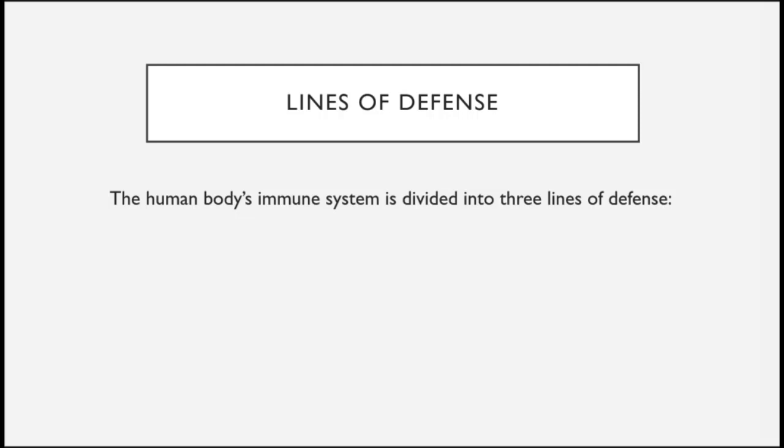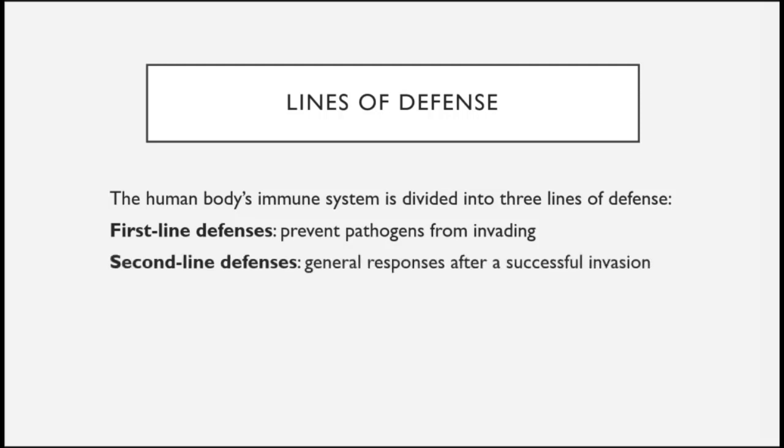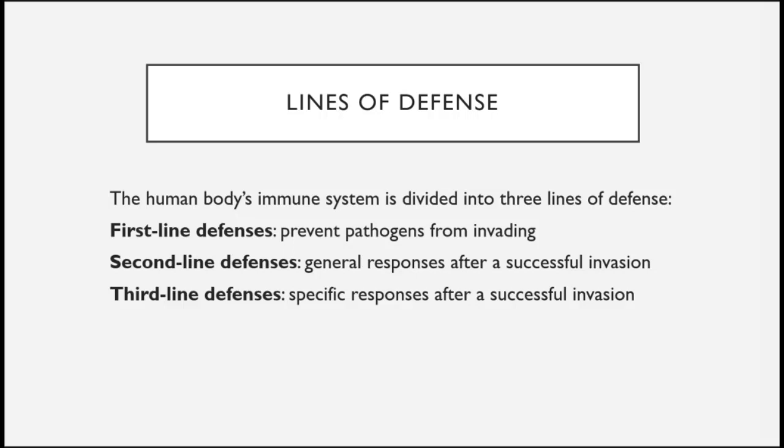Our body's immune system can be divided into three different lines of defenses. The first line of defenses is to prevent pathogens from invading. The second line are those general responses after a successful invasion by a pathogen. And the third line of defense is that specific response after a successful invasion. Sorry for the typo, but for chapter 17, we'll be discussing the first line defenses and the second line defenses. And for the following chapter, we'll be discussing the third line of defense.